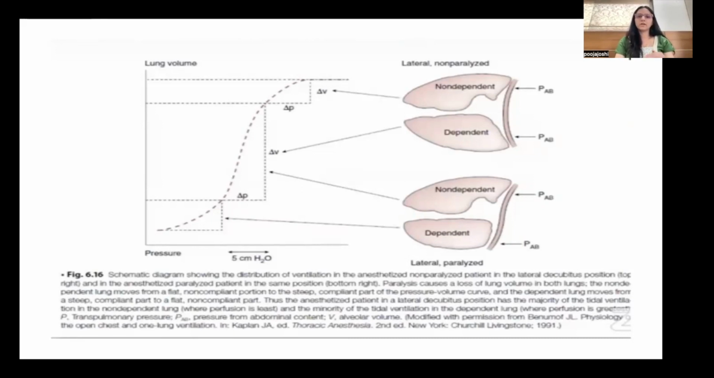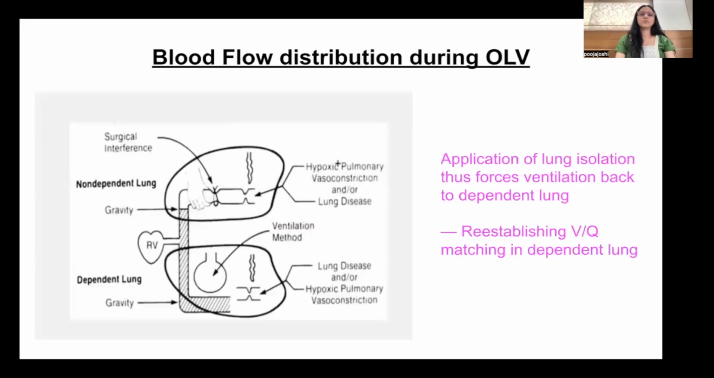And the dependent lung, which is more compliant under anesthesia in a paralyzed patient, moves to the flatter portion of the compliance curve. Now, when you open the chest for surgical purposes, it becomes easier to ventilate the non-dependent lung because there is no resistance from the chest wall as the chest is open.